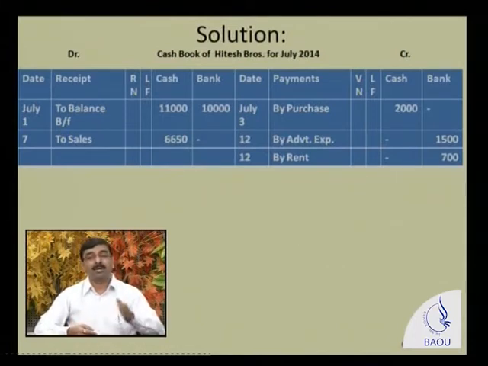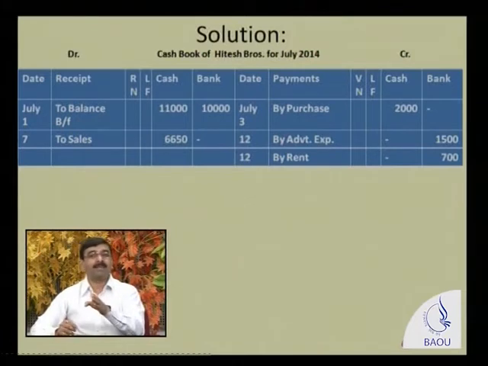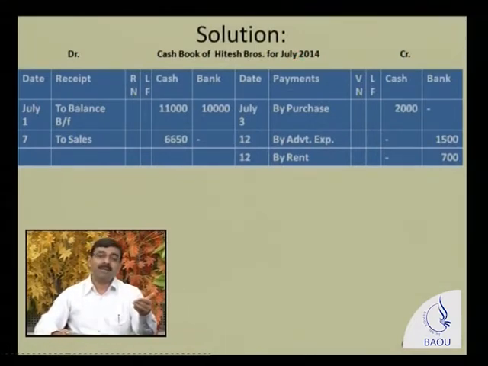Bank is a giver. So first, advertisement expense account debited to bank account. On the payment side, 12th date, payment side by advertisement expense, and in the bank column 1,500 rupees is going to be written. The next expense paid is rent on the same date, again the same type of journal entry, rent account debited to bank account.